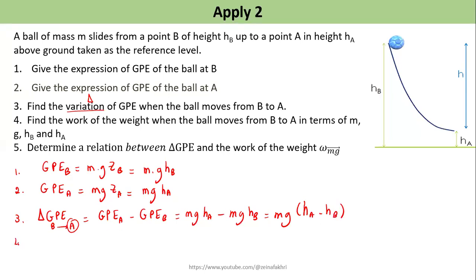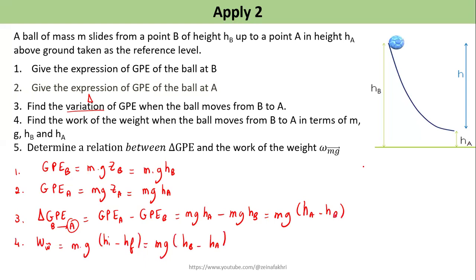Part 4. Find the work of the weight when the ball falls from B to A in terms of mg, height B, height A. So we know that the work of the weight is given by mg times initial height minus final height. So if we continue, the initial height is B, the final height is A. So this will be the expression of the work of the weight when it's moving from B to A.